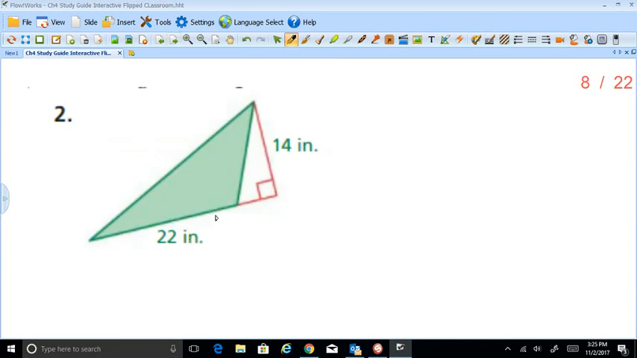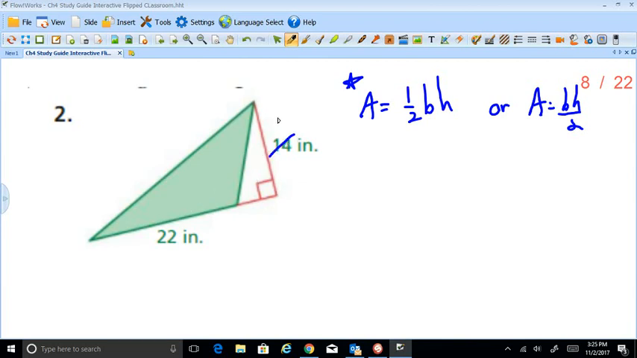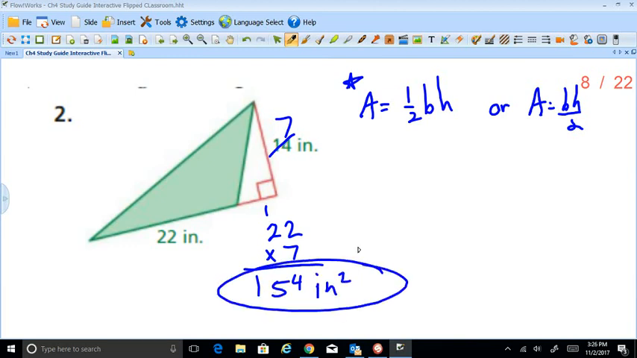Number 2 is a triangle. Formula that we're going to use most of the time is area is equal to 1/2 times base times height. Of course, you could always rewrite that as base times height divided by 2, but again, we're going to use that most frequently. So I'm going to take half of 14, make that a 7. And now I'm just going to do 22 times 7, and that's going to give us 154 square inches. Again, area, you must have square units.